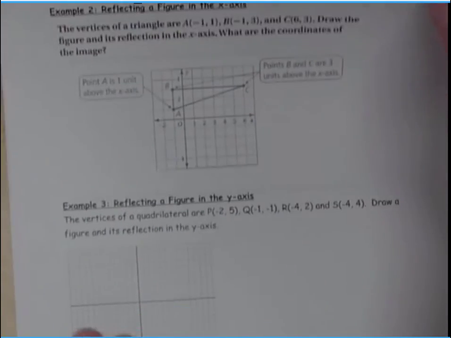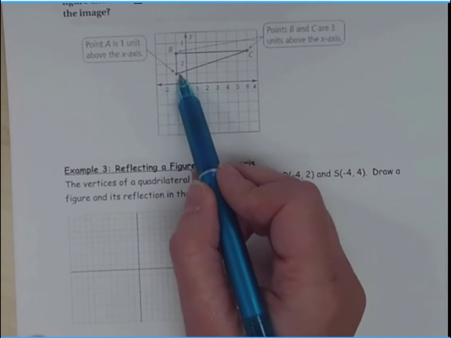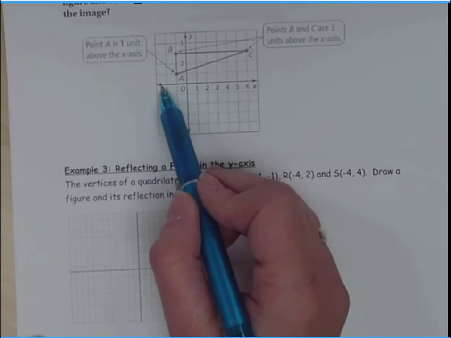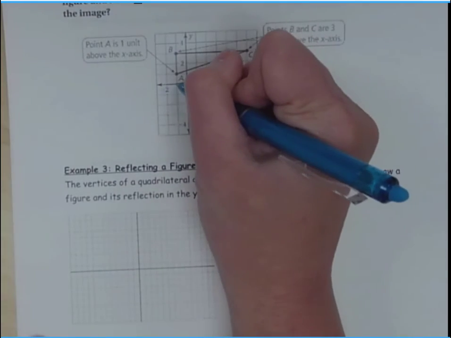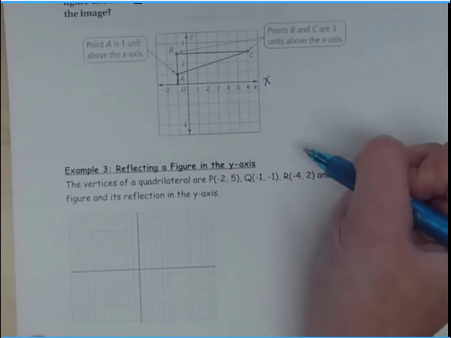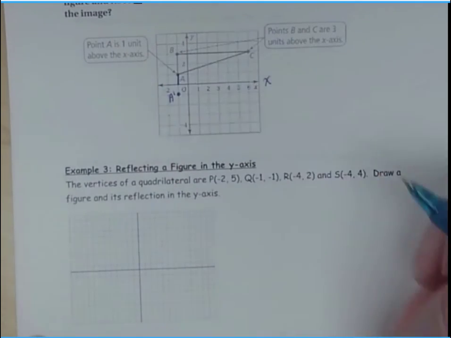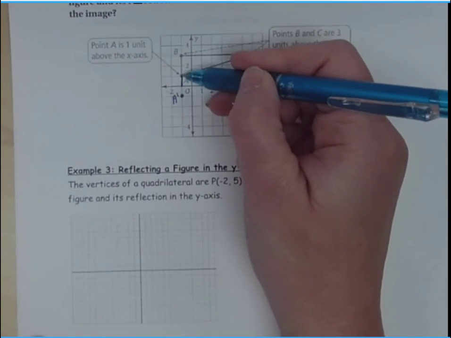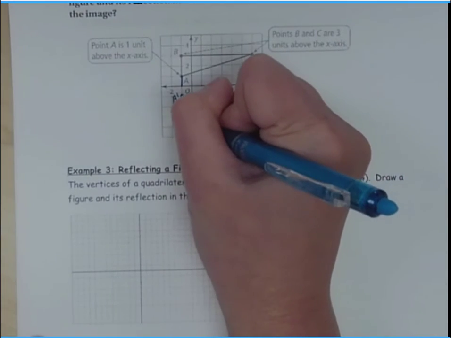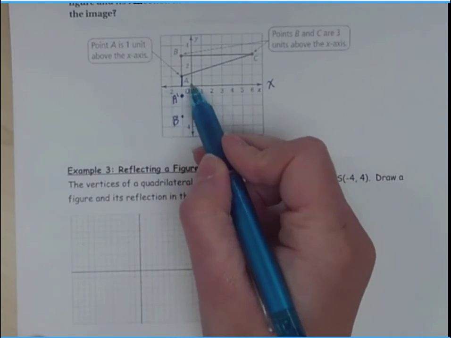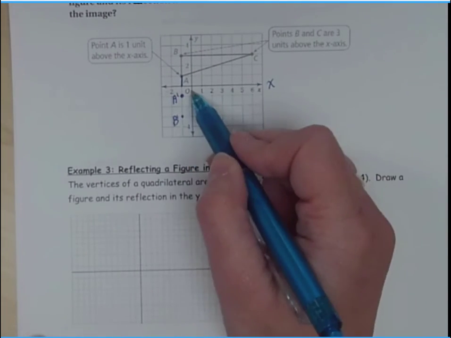So we've got a triangle here, A, B, and C. So I want to reflect it along the x-axis. So here is our x. That means if this is one spot above the x, A is now one spot below. If this is 1, 2, 3 above, it's now 1, 2, 3 below. Notice the x value is still the same, but the y value is the opposite.